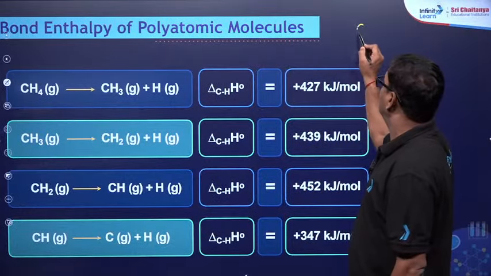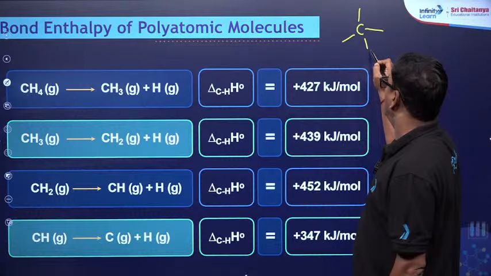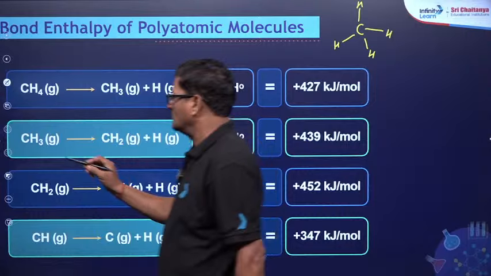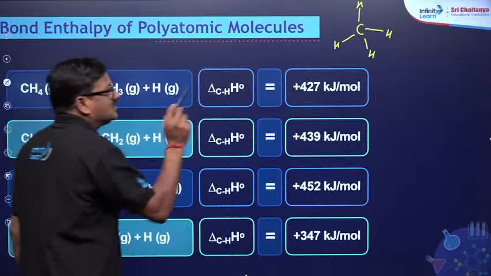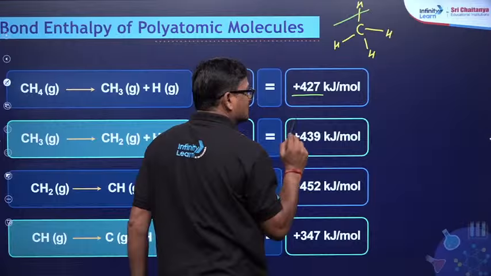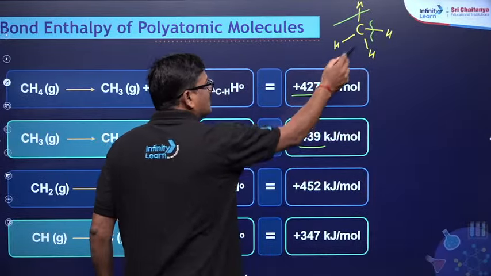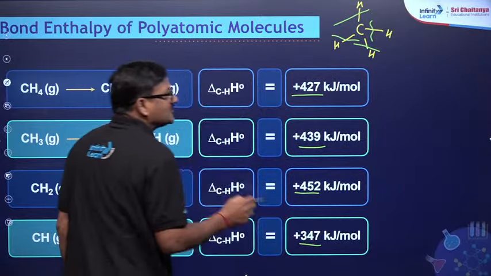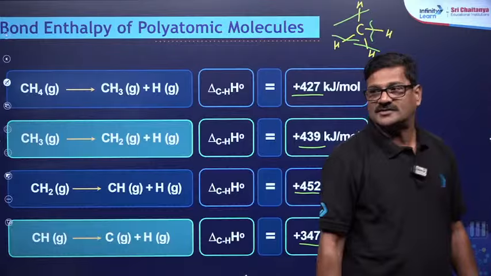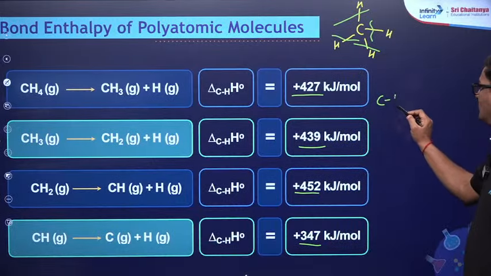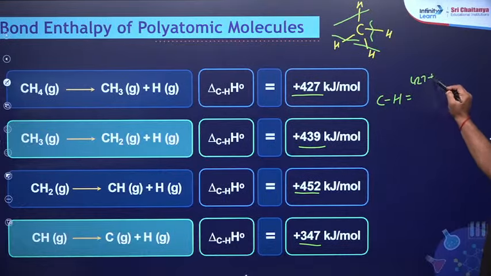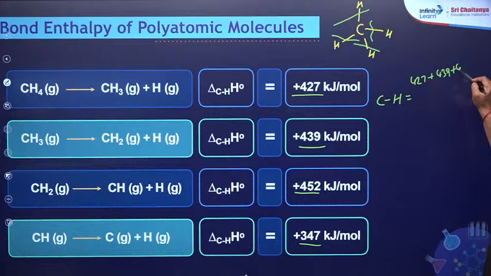I want to say there are 4 hydrogens. In these 4 hydrogens, we have to break one hydrogen at a time. So this is hydrogen 1, it is broken, and this is hydrogen 2 broken. This is the energy. Hydrogen 3 is broken. This is the energy. Hydrogen 4 is broken. This is the energy. So the carbon to hydrogen bond energy has to be taken as the average: 427 plus 439 plus 452 plus 347.